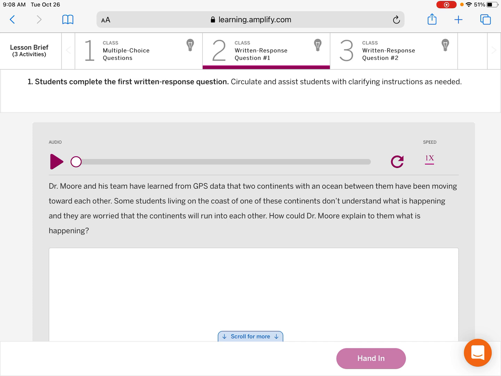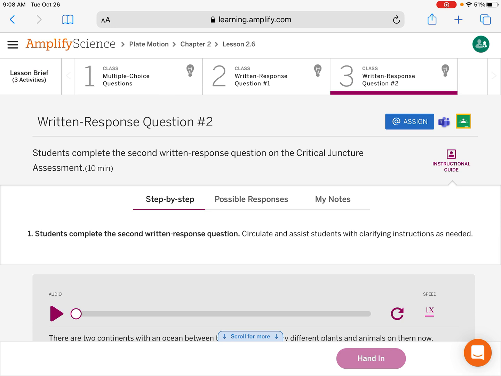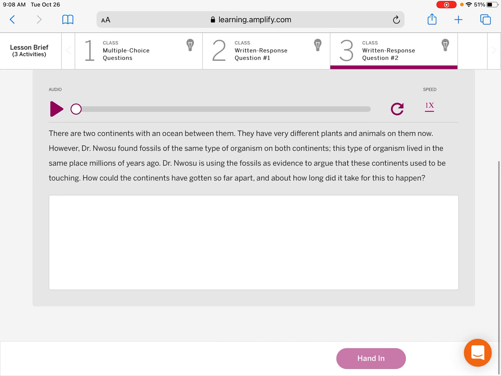Okay, and then question number 2 is asking the same kind of a question. It's maybe asking about a different plate boundary than the first one. But again, look at the question at the very end. It's a 2-part question. It says, how could the continents have gotten so far apart? Don't assume that the reader knows. Even though I'm the reader and I know, you are writing this as if you are writing to somebody who does not know anything about plate boundaries. So that way you can demonstrate your total understanding of what's going on.